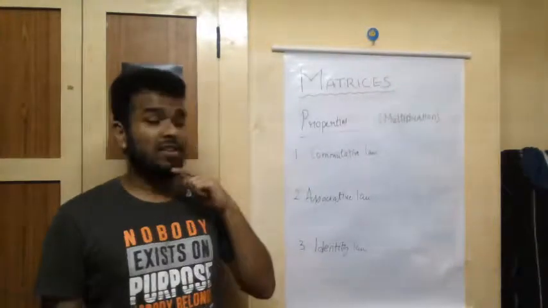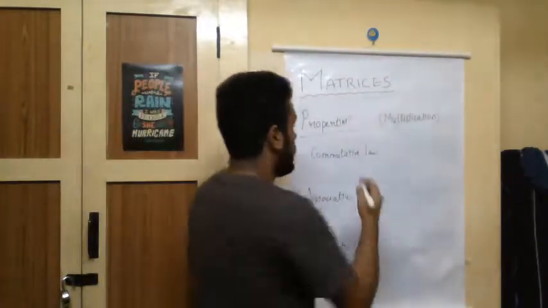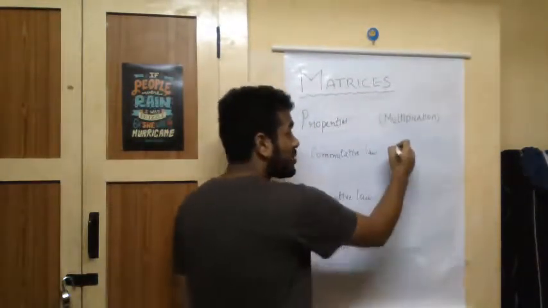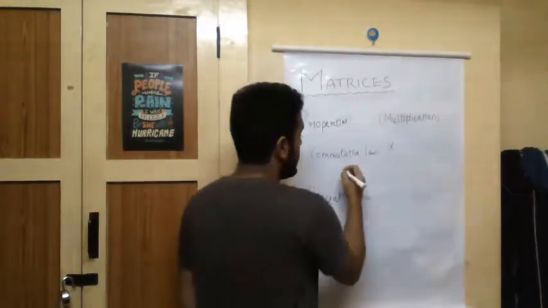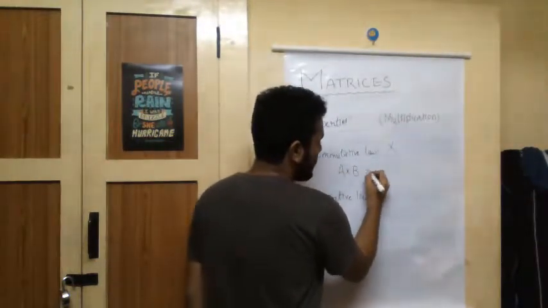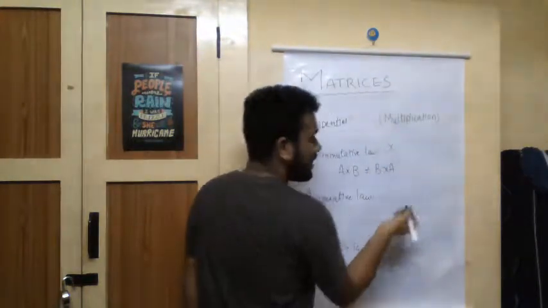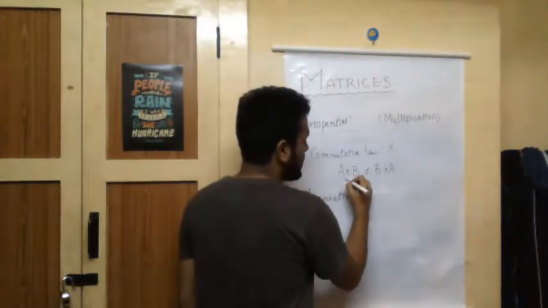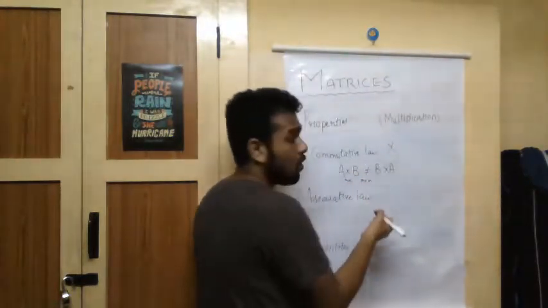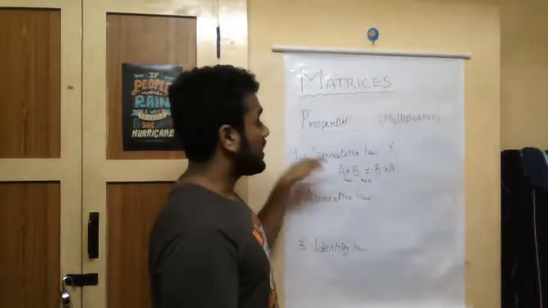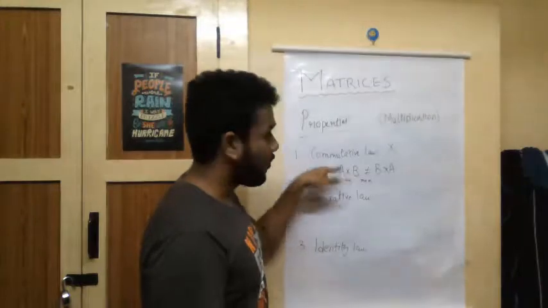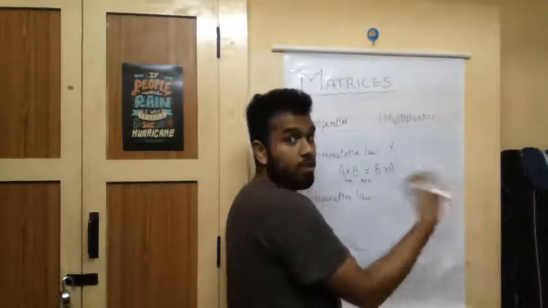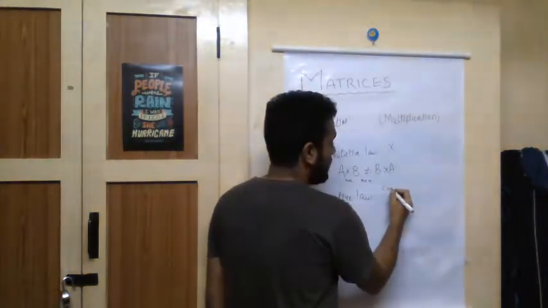For multiplication, it gets a little more complex. Let's say there are two matrices A and B. The commutative law doesn't actually hold for multiplication, because A into B is not equal to B into A. This is actually logical. Let's say A has order R cross C and B has order M cross N. The condition for multiplication is that the columns of A, which is C, should equal the rows of B, which is M. So if C equals M, this is possible.